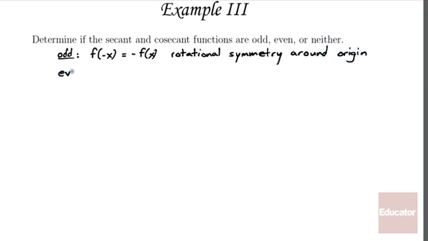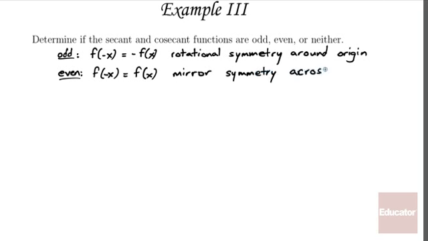Even functions: f of negative x is equal to f of x. And they have mirror symmetry across the y-axis.